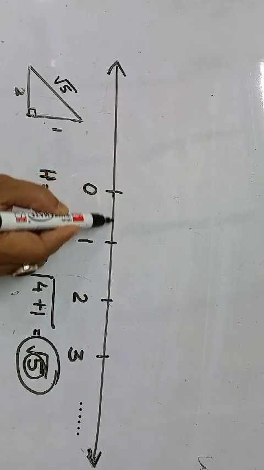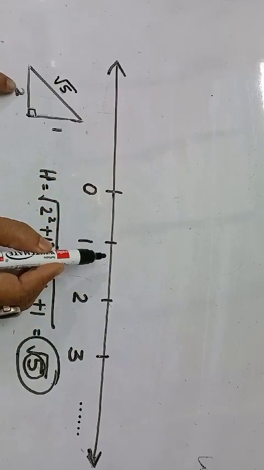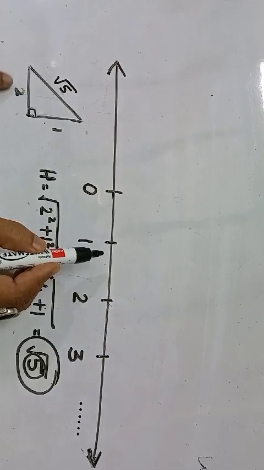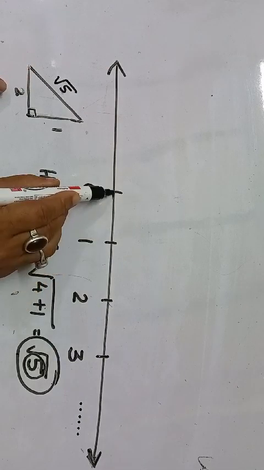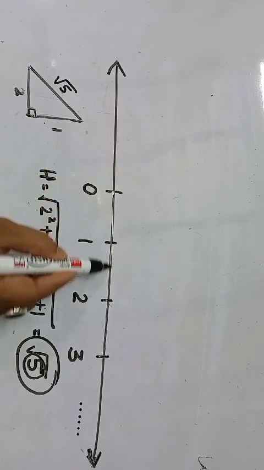So what we are going to do is, from 0 we are going to take this base distance of 2 units, because in my right angle triangle you can see that the base is 2 units. So from 0 you will move up to 2. So assuming that this is the base.